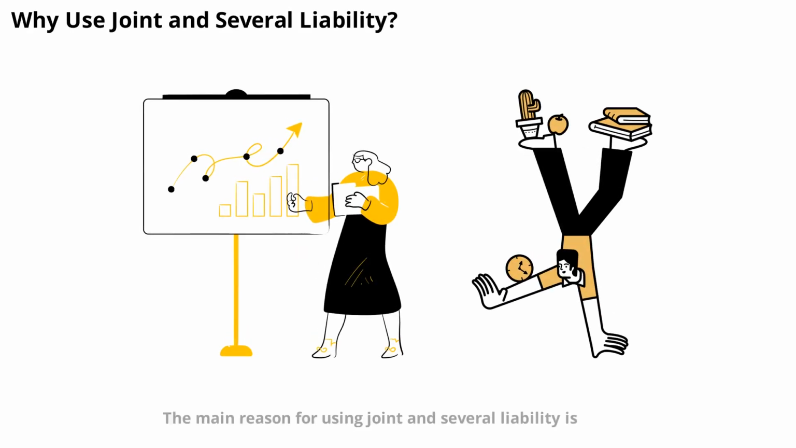The main reason for using joint and several liability is to protect the interests of the injured or owed party. It prevents a situation where someone is left uncompensated because one responsible party cannot pay. By allowing recovery from any or all parties, the law ensures that victims or creditors are made whole, even if some parties are insolvent or difficult to locate.